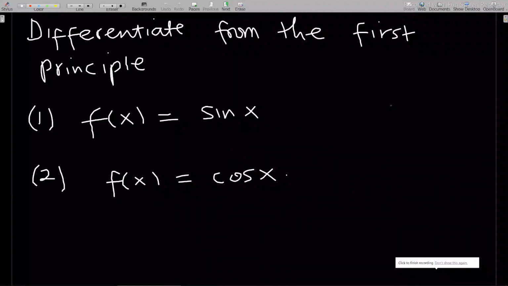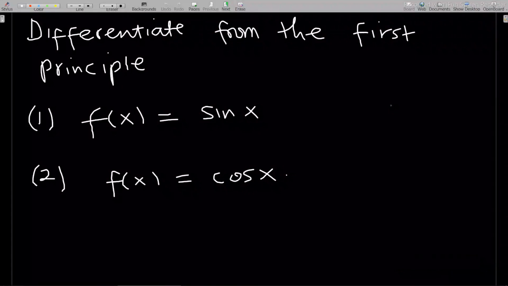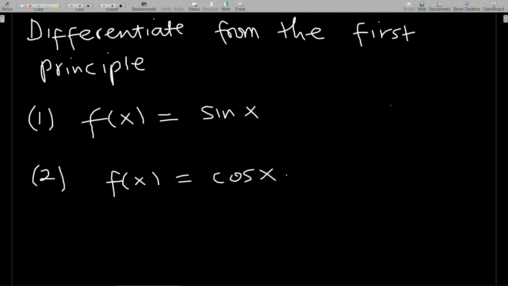Hello, welcome to this lesson on our study of calculus 1, and particularly in differentiation, especially differentiating from first principle.